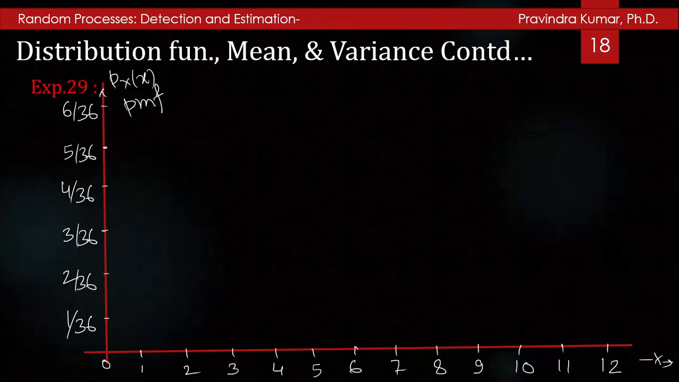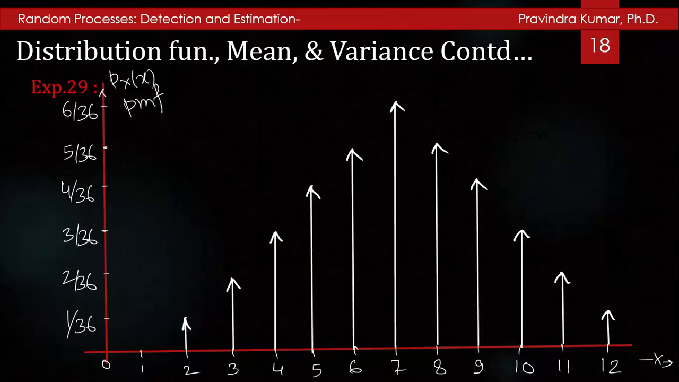Now the PMF at different values of x: at x equal to 2 it is 1 by 36, at x equal to 3 it is 2 by 36, at x equal to 4 it is 3 by 36, at x equal to 5 it is 4 by 36, at x equal to 6 it is 5 by 36, when x is equal to 7 it is 6 by 36, and again when x is equal to 8 it is 5 by 36, 4 by 36, 3 by 36, 2 by 36, and 1 by 36.